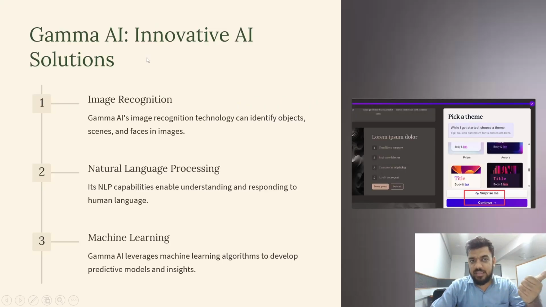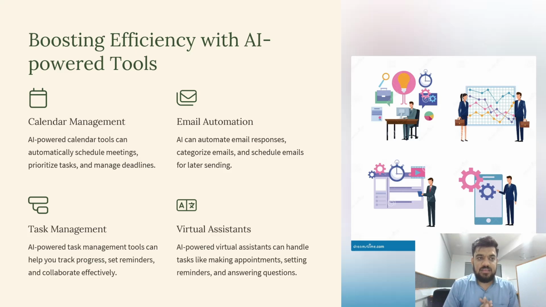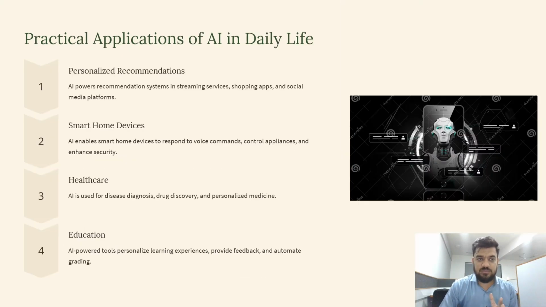We have Gamma AI. Let me tell you, this presentation I have also prepared through Gamma AI. It's an innovative AI solution which provides you different types of images. It also understands natural language processing, and with just one prompt, it will help you create very beautiful presentations, as you can see on the screen. So boosting efficiency with AI powered tools: calendar management, email automation, virtual assistants, task management are there. Everything is surrounded by AI tools, right?